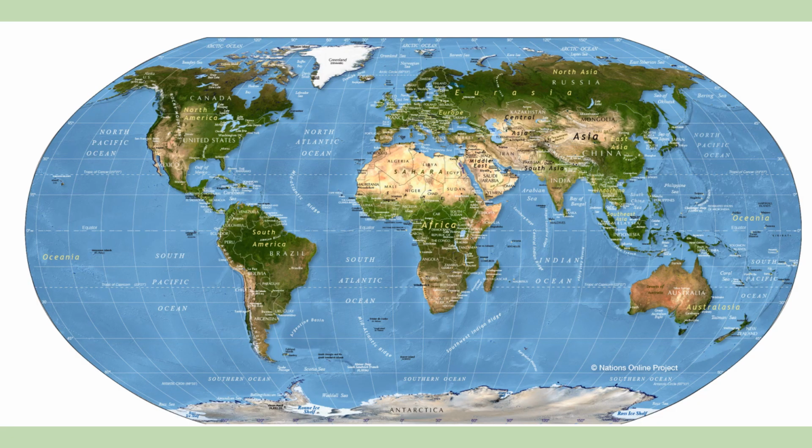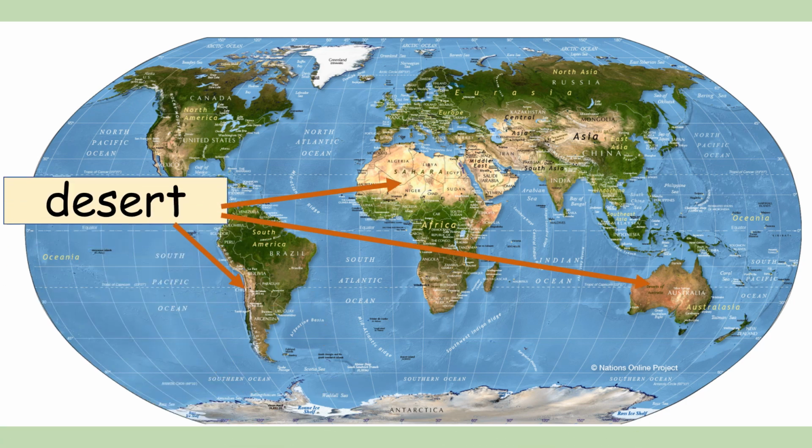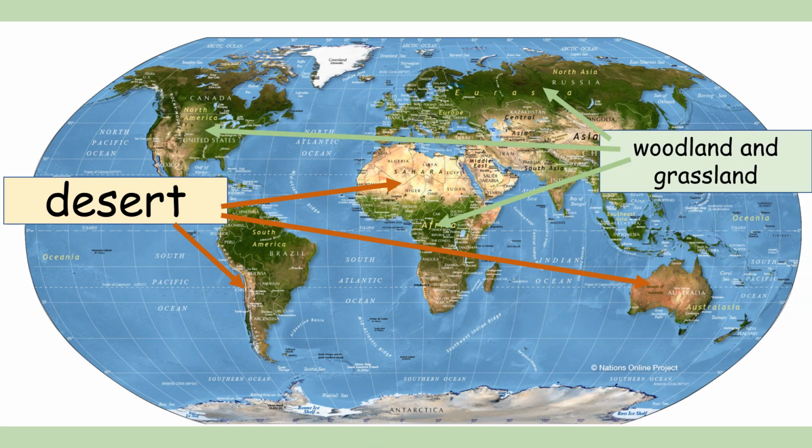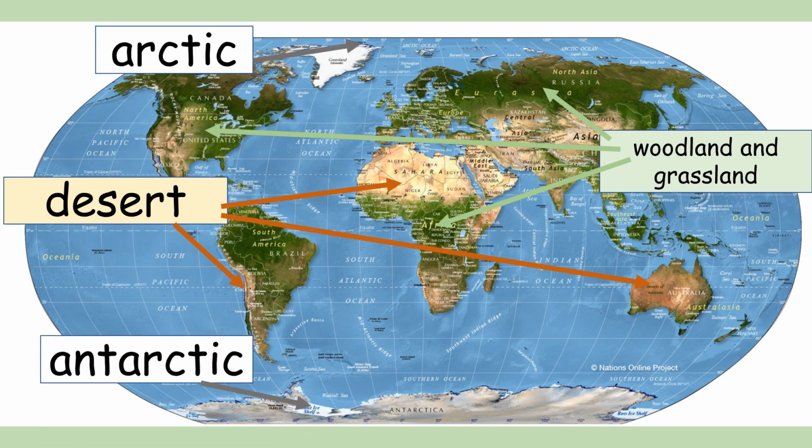If we have a look at this map here, this is a map of the world that shows most of the countries and all of the continents. If you look closely, you can see that some parts are yellowy and orange. They're the desert areas. The green parts are the woodland and grassland. And the white parts that are at the top and the bottom, they're the Arctic areas.